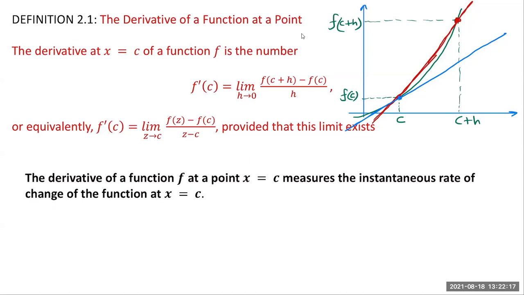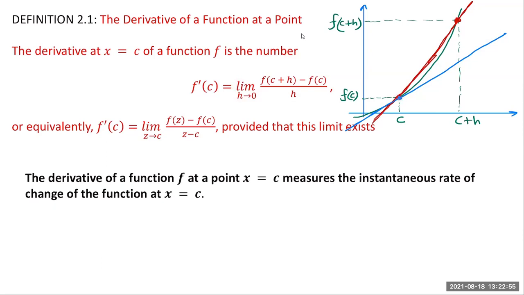When your h is getting closer and closer to 0, I'll draw the set of secant lines. The secant line would become like this. Those secant lines are getting closer and closer to the blue line. What does that mean? That means the slope of those secant lines are getting closer and closer to the slope of this blue line, which is the slope that we are looking for. Then when you take the limit as h approaches 0, this limit will give you the slope of the function at x is equal to c.